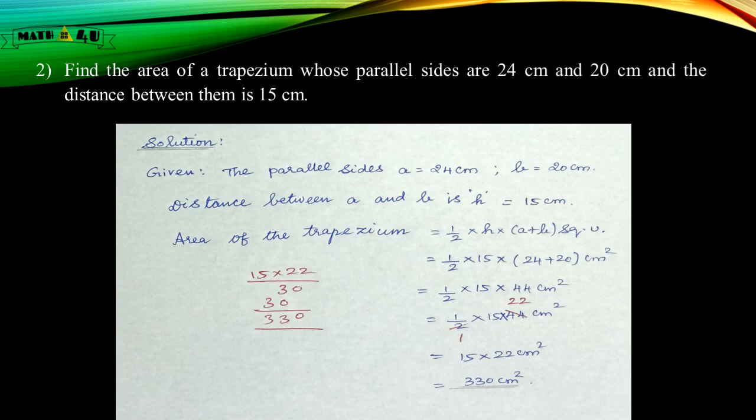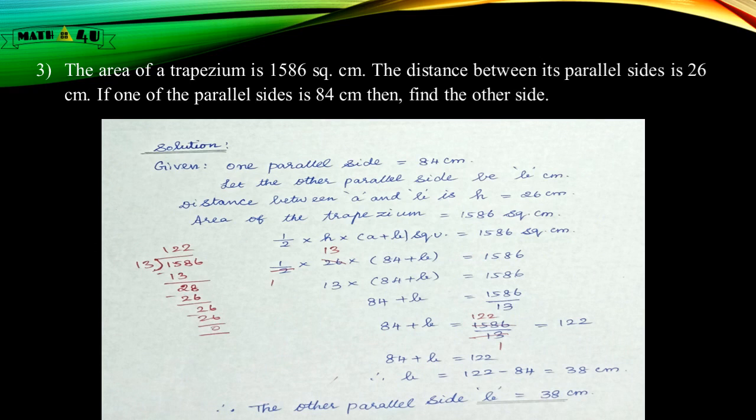Area of the trapezium is equal to half into h into (a plus b) square units. This is equal to, in the place of h, substitute the value. Similarly, for a and b, put the values of a and b. Half into 15 into (24 plus 20) centimeter square. Simplify, get the answer. The answer is 330 centimeter square.